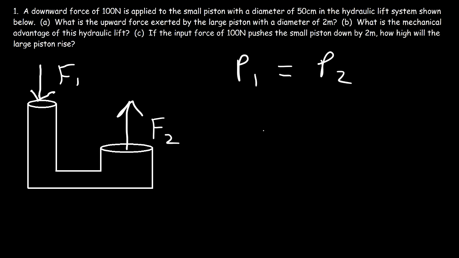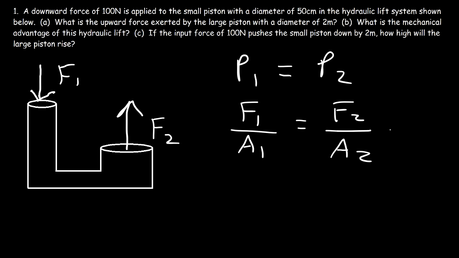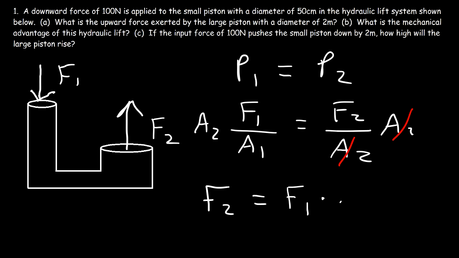And pressure is defined as force divided by area. So since we're looking for F2, let's solve for it. Let's multiply both sides by A2. So here's the equation that you need. The output force, or the upward force exerted by the large piston, is going to be F1 multiplied by the ratio of the areas of the large piston with respect to the small piston.